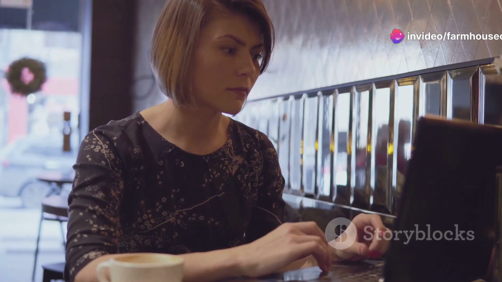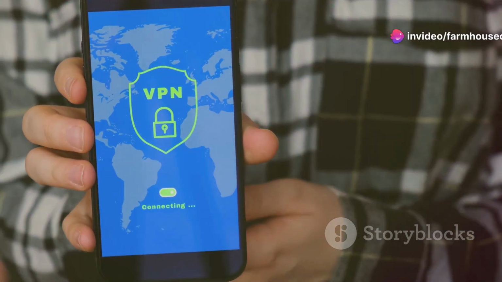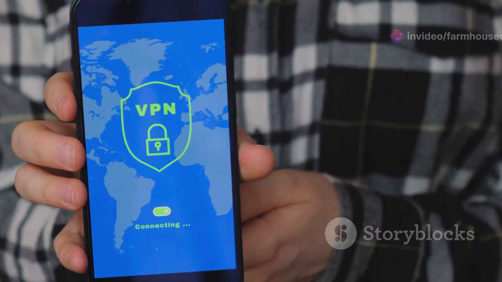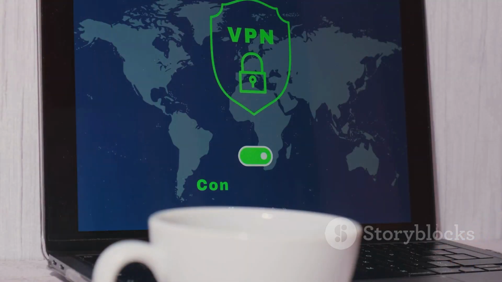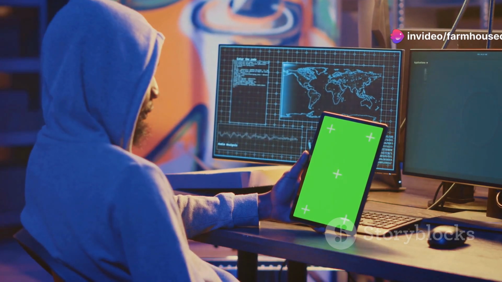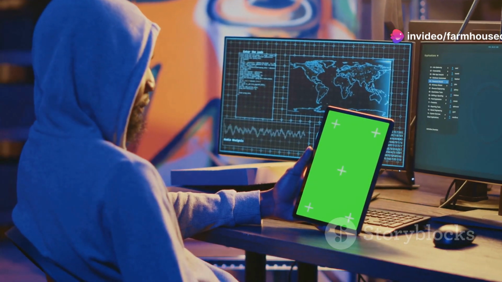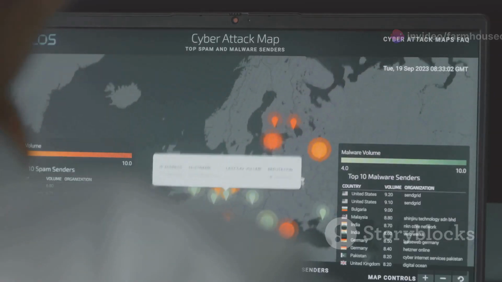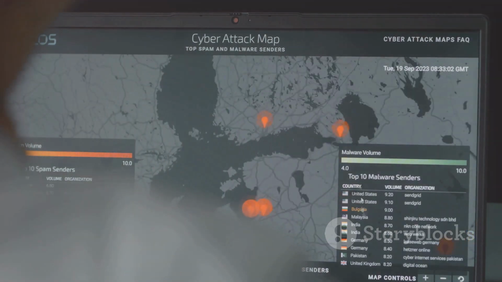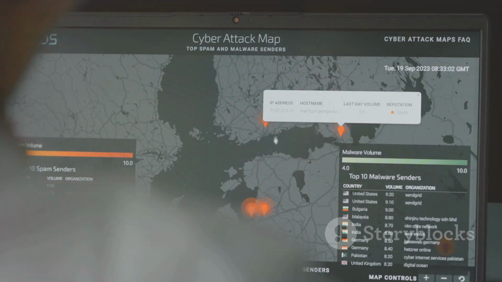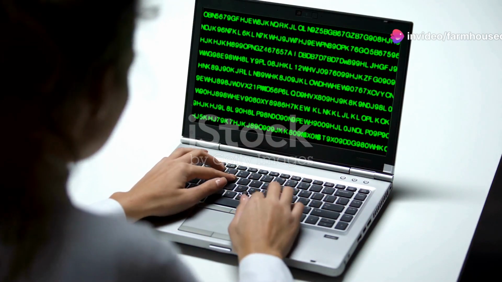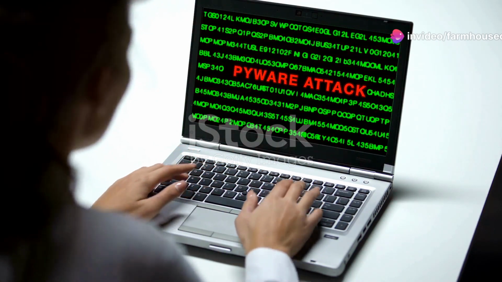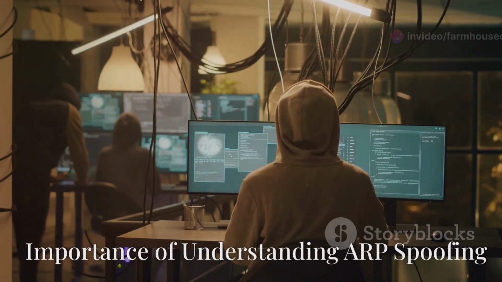Be cautious on public Wi-Fi. Avoid accessing sensitive information like bank accounts on unsecured public networks. Use VPNs. A virtual private network encrypts your internet traffic, making it much harder for hackers to intercept and read your data. Network security tools. Employ intrusion detection systems, or IDS, and firewalls that can detect and block ARP spoofing attempts. By taking these precautions, you can significantly reduce the risk of falling victim to ARP spoofing attacks.